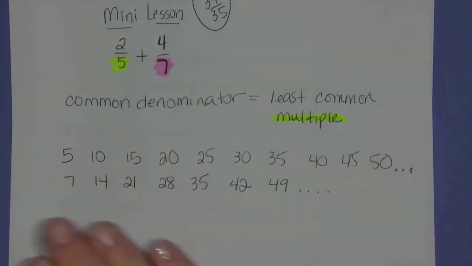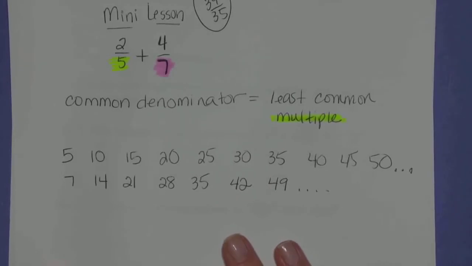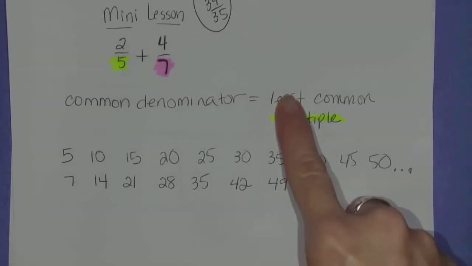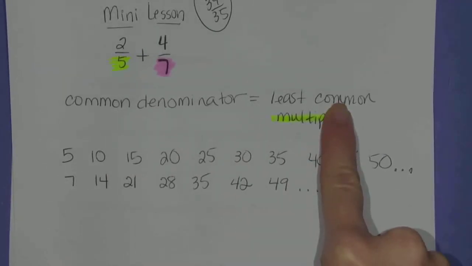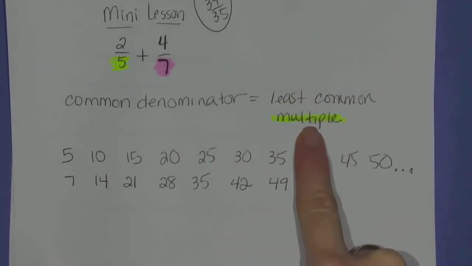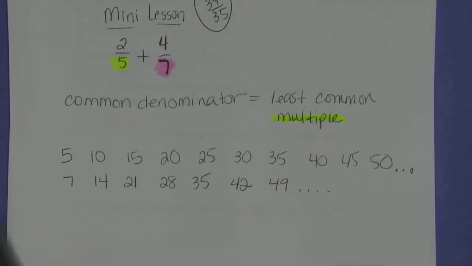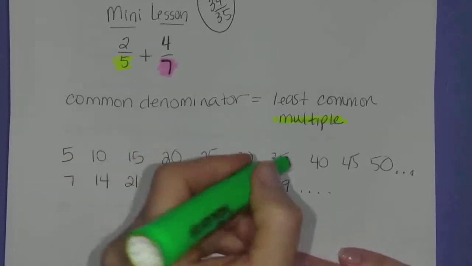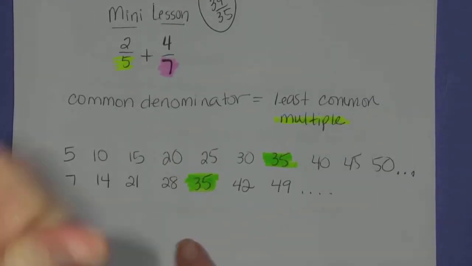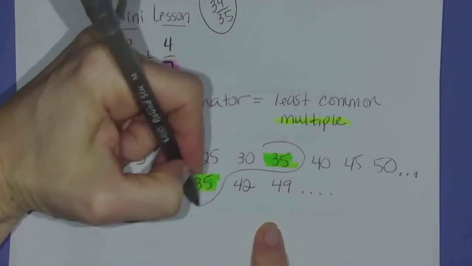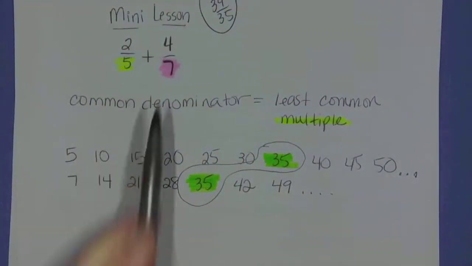So when you list the multiples out, what you want to look for is the lowest number they have in common. Lowest in common of the multiples. So let's look. Let's scan. Do you see it? I do. 35. The first number they have in common is 35. This is the least common multiple of a 5 and a 7.